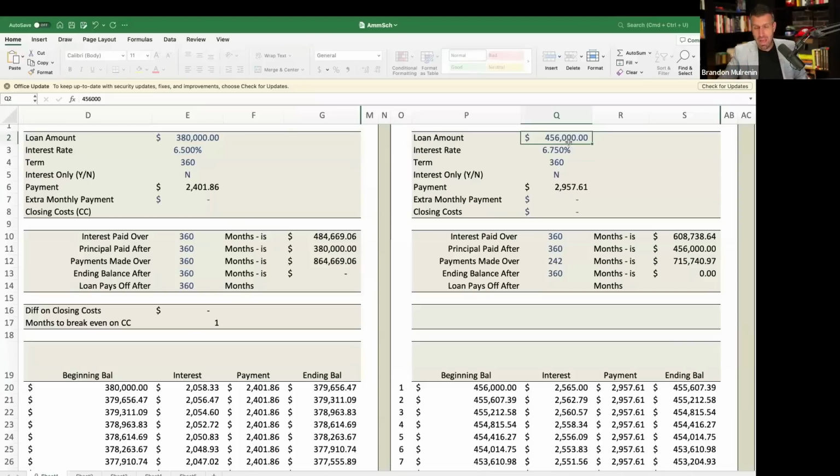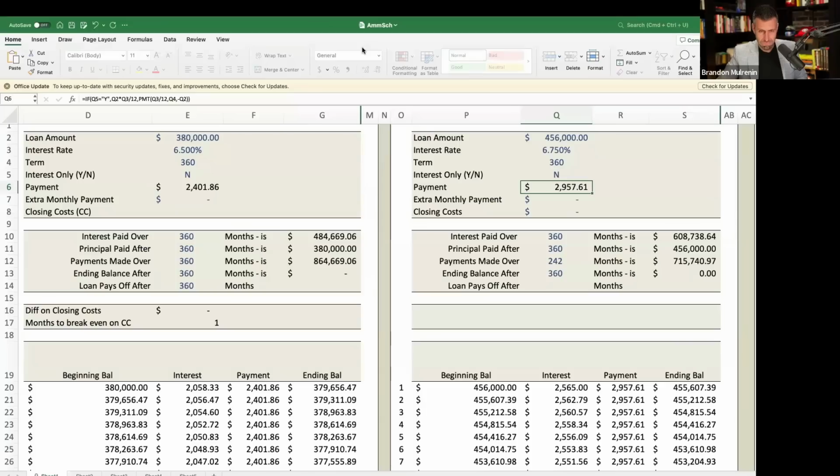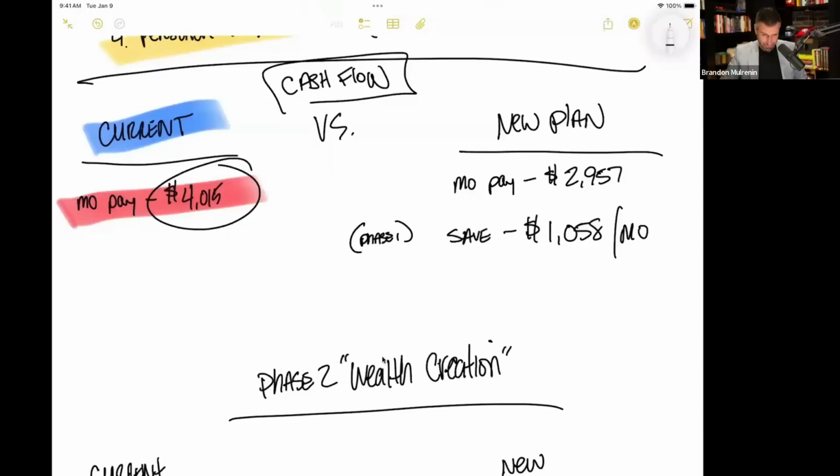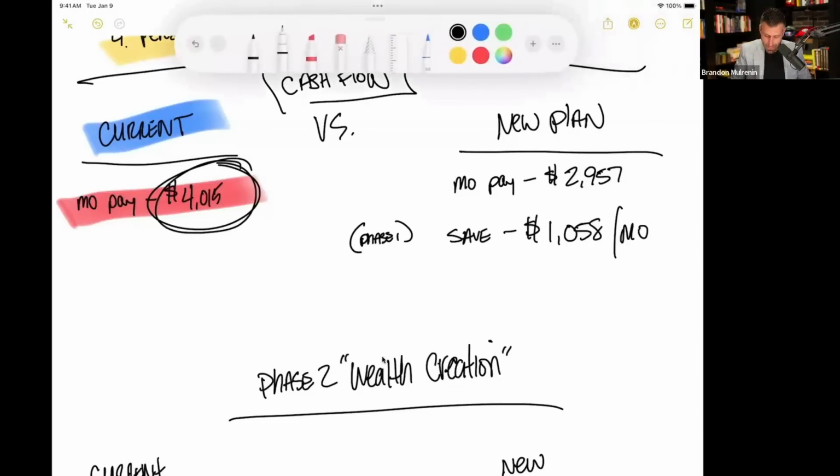And we would, right now at current interest rates, call it 6.75%. Their new monthly mortgage payment would be $29.57. However, when we look at their overall outgoing debt versus their new obligation, remember they were paying $4,015. Their new monthly mortgage payment, which includes all of their debt, would be $29.57. They'd be saving over $1,000 a month.